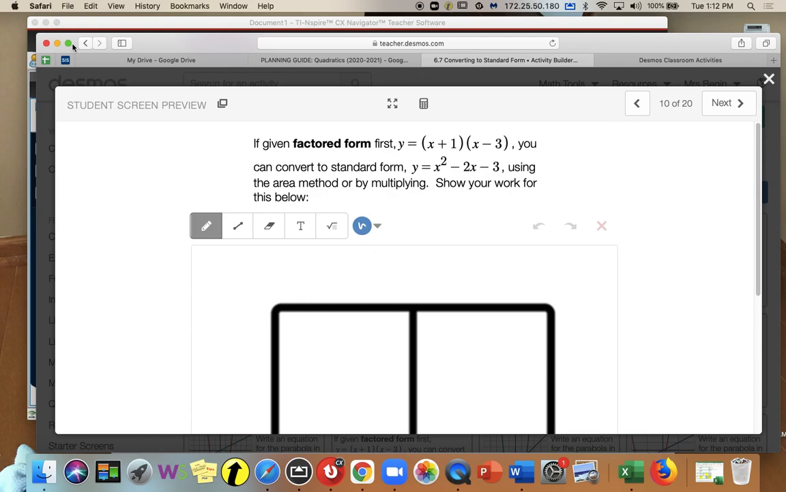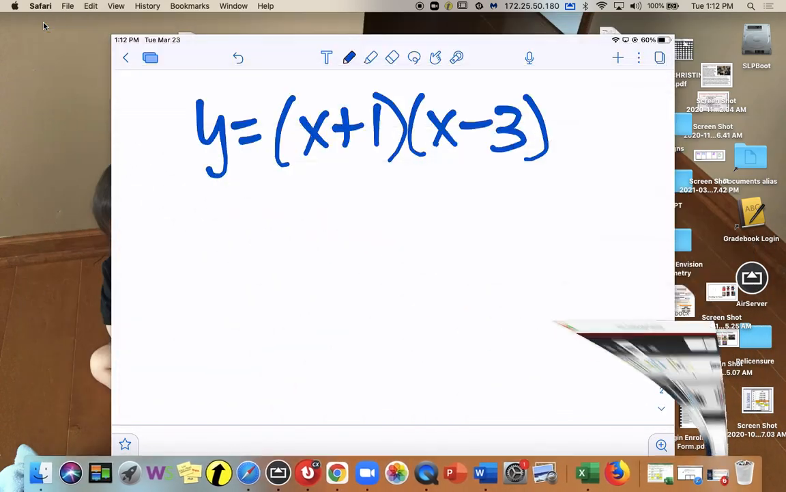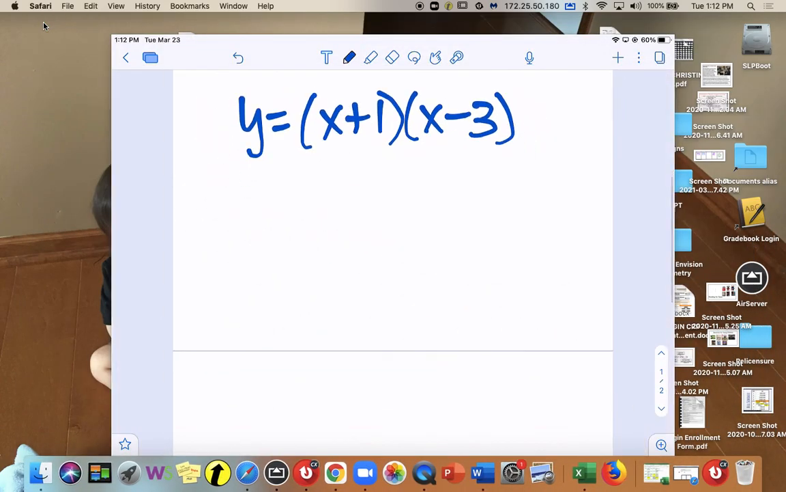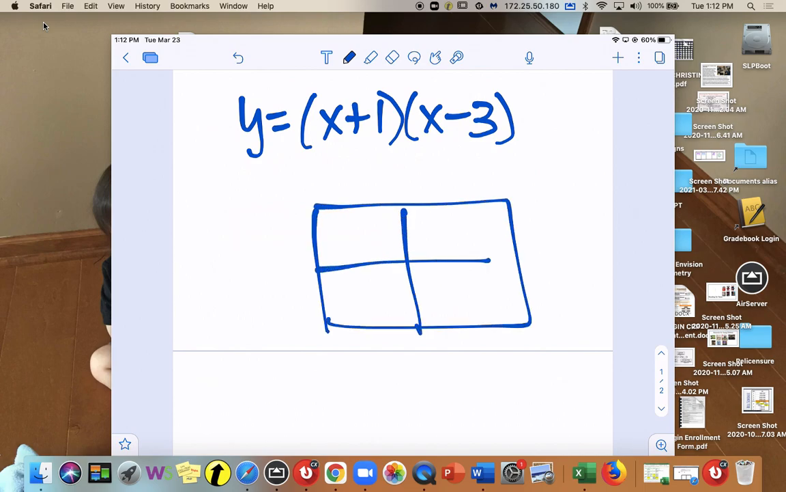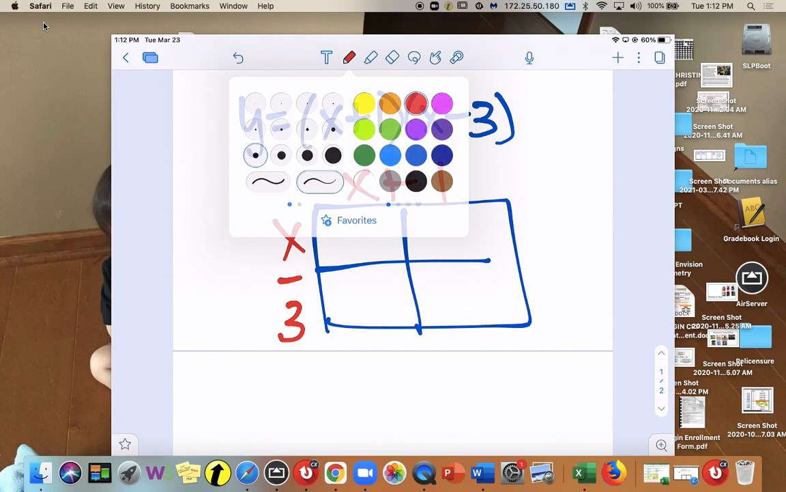All right, so goal number 1, can we change them from factored form to standard form, which means multiply it out. So first thing, I'm going to make our rectangle, and I'm going to put one of the factors on the top. It doesn't matter which one, so I'll put x plus 1, and I'll put the other factor on the side, x minus 3. And then we're going to find the area of each box.